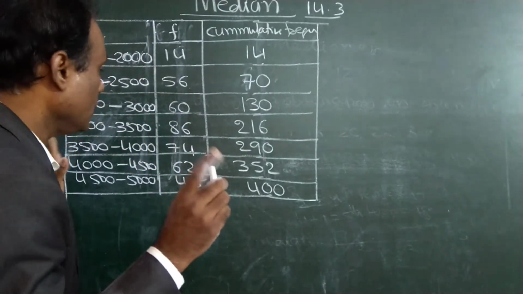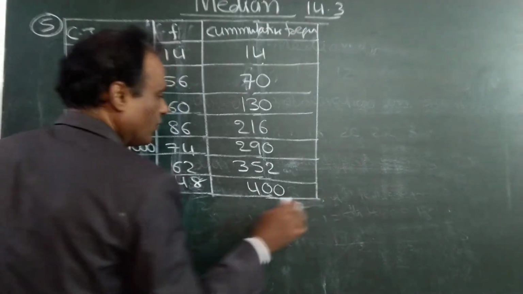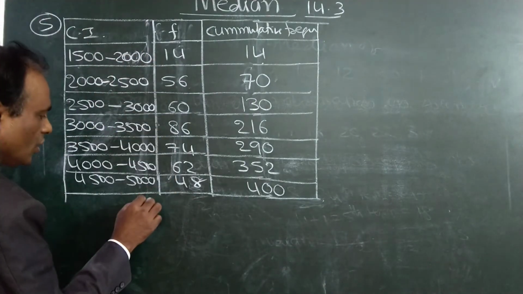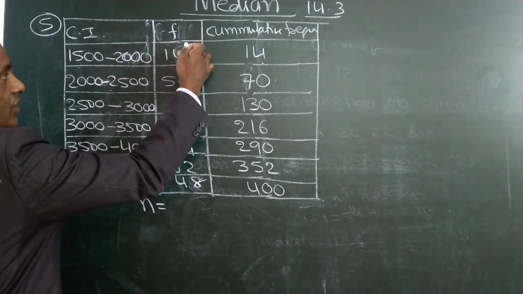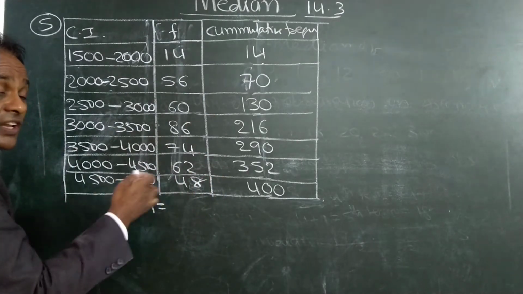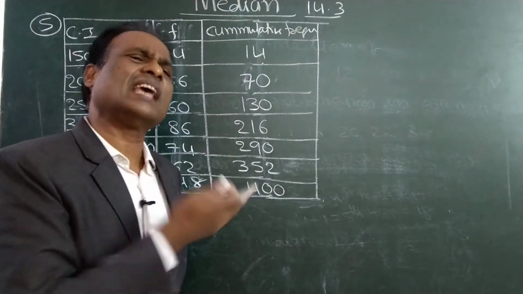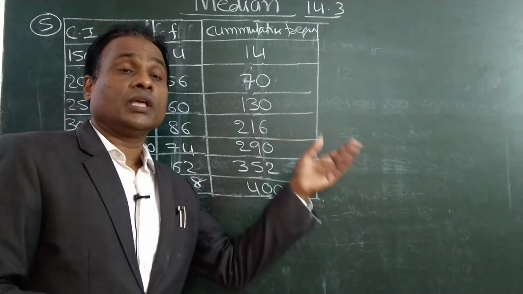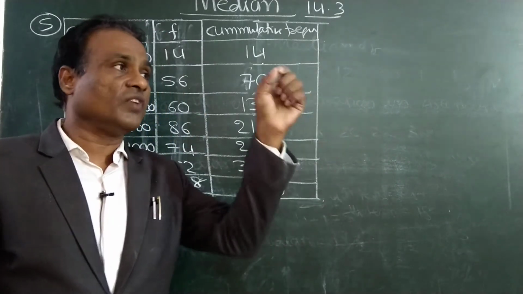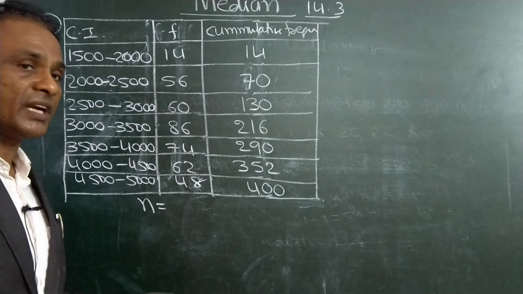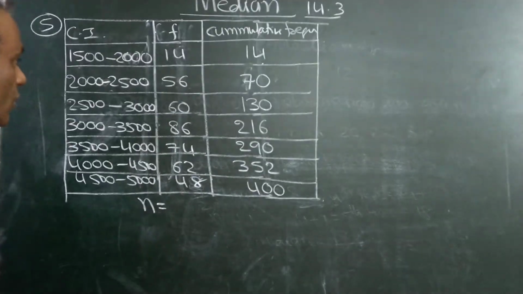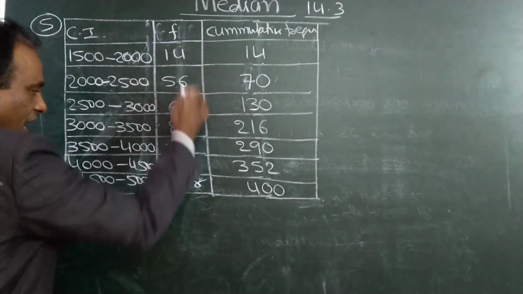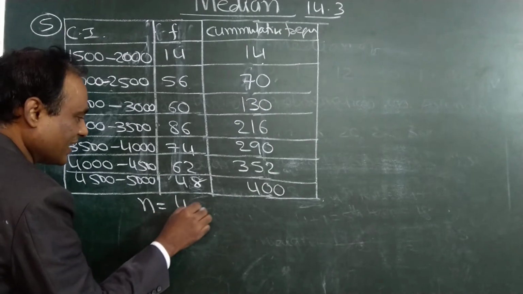Now don't write anything. Just stop writing and look here. After this you can complete the exercise. All problems are the same model, no change. First we have to find the sum of the frequencies, generally written as sigma f. But here the symbol n is used in this formula, so we follow the same. In the case of mean and mode we use sigma f for the sum of the frequencies, but here the sum of the frequencies is n. So add all these: 14, 56, 60, 86, 74, 62, 48. If you add, you will get 400.